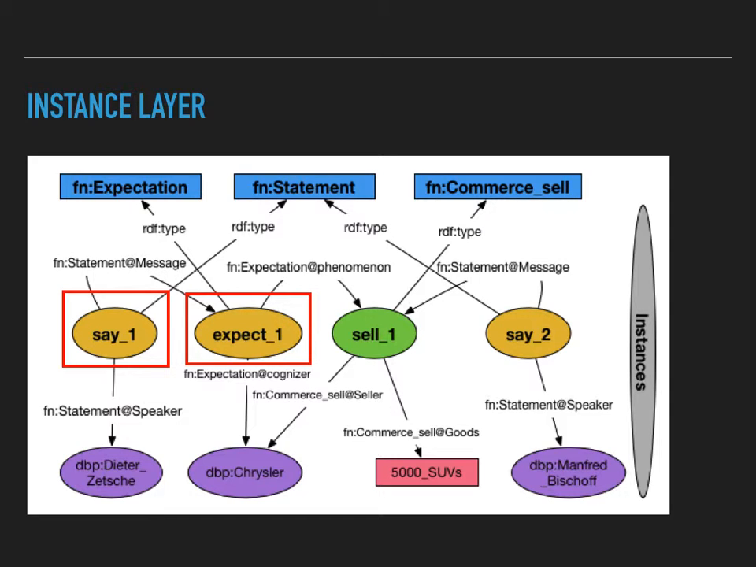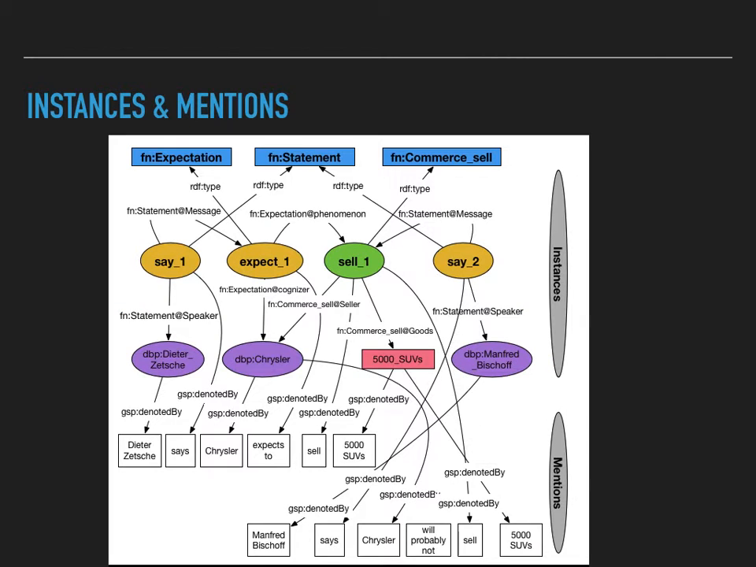Now let's add the mention layer to this representation. Each instance in the instance layer is linked to the places where it is mentioned. This is done by the denoted by relation, originally introduced in a grounded annotation framework developed within NewsReader. Note that the instance layer only contains one representation for the commerce sell event and for Chrysler, even if they are mentioned several times.